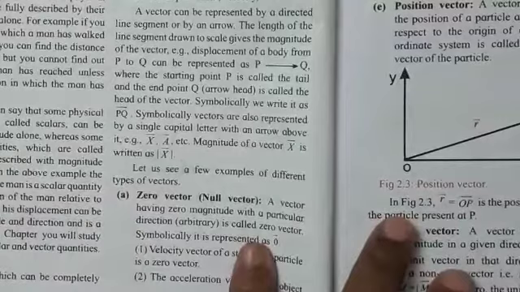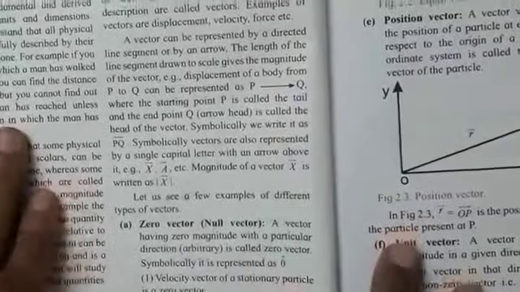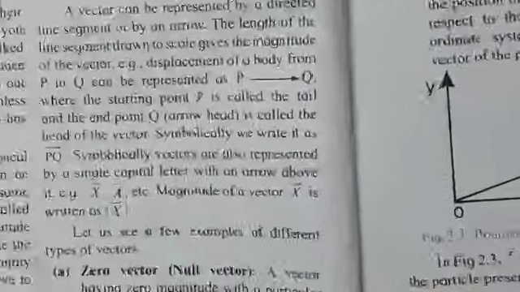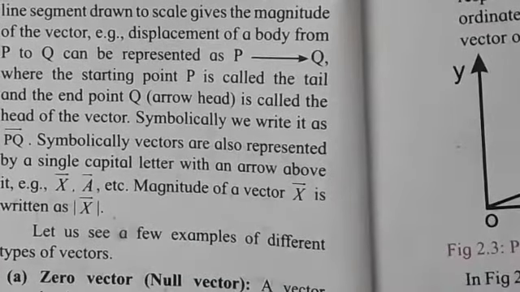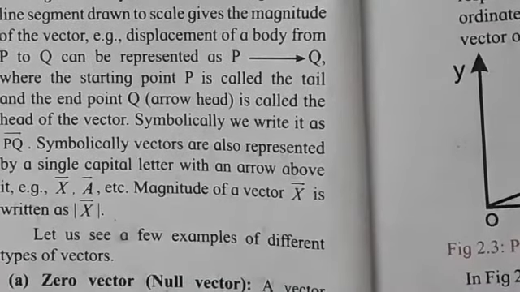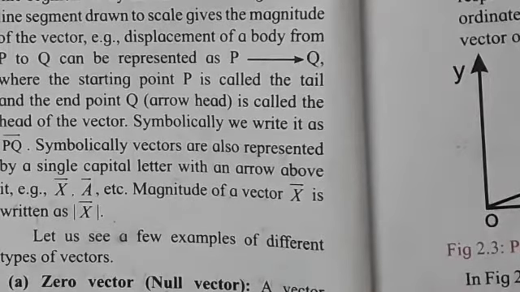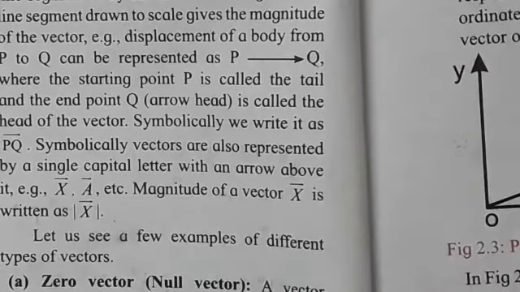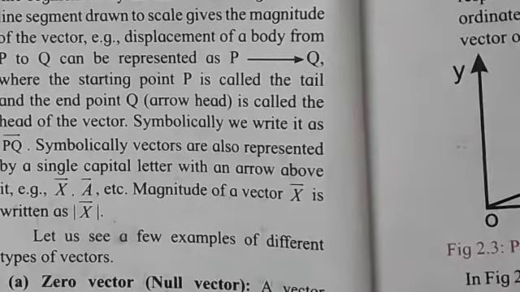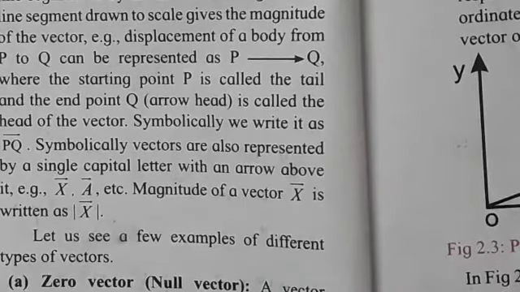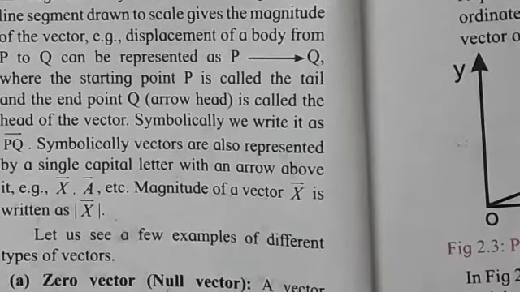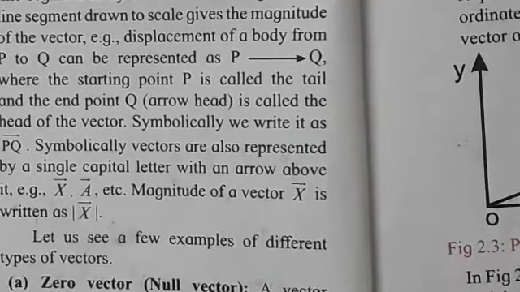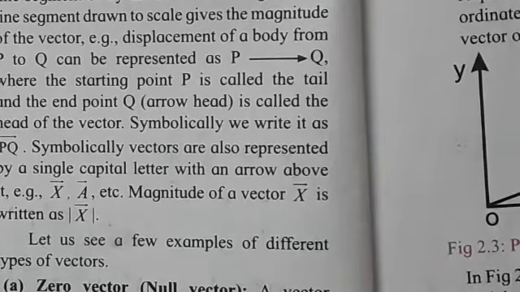The first is the null vector. What is meant by the null vector? A vector having zero magnitude, with a particular direction, is called a zero vector. A stationary particle's velocity is a zero vector, and the acceleration of a particle moving with uniform velocity is also a zero vector.